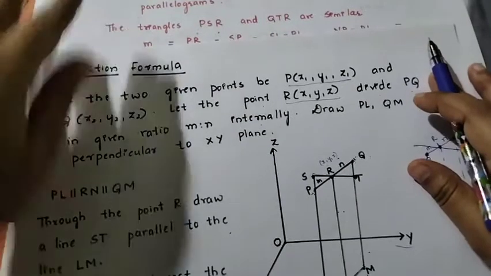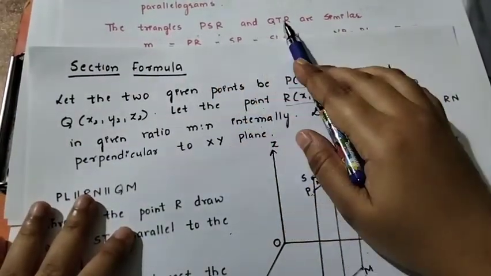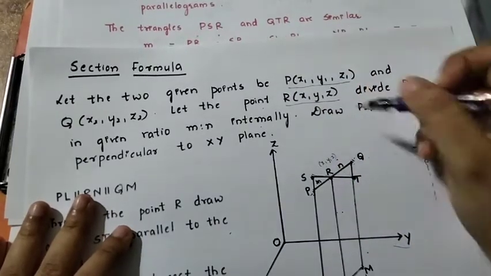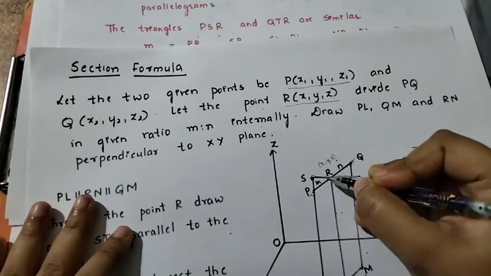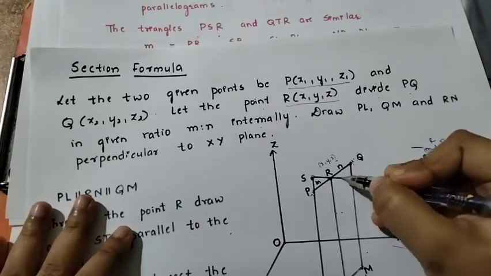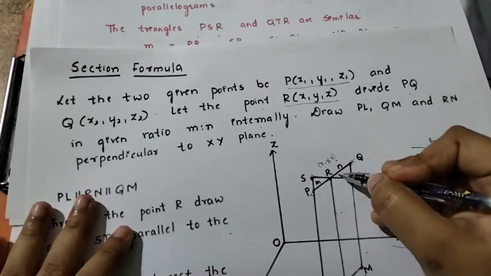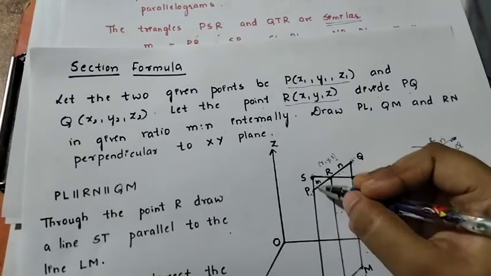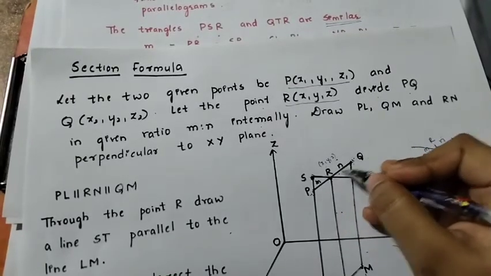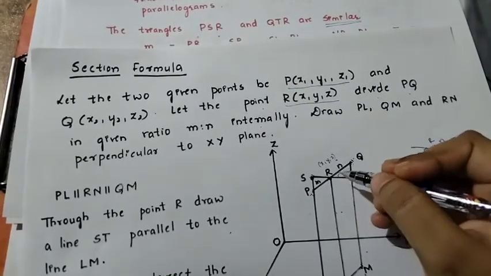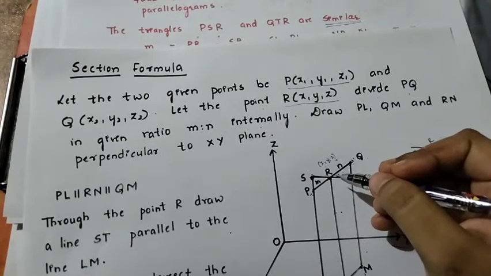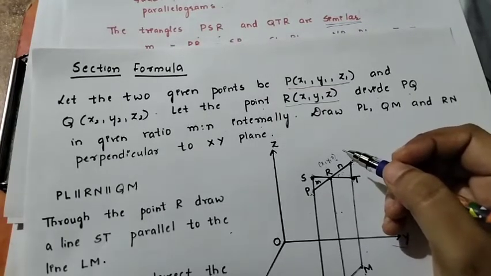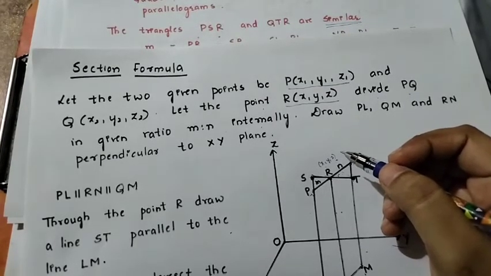Next, the triangles PSR and QTR are similar. No need of proving why it is similar, but what they are telling is that PSR triangle and QTR triangle, these two triangles are similar. They are telling PSR triangle and RQT, these two triangles are similar. Similarity you learned in 10th standard, by using some similarity criteria, AA criteria, or RHS or SAS similarity criteria.